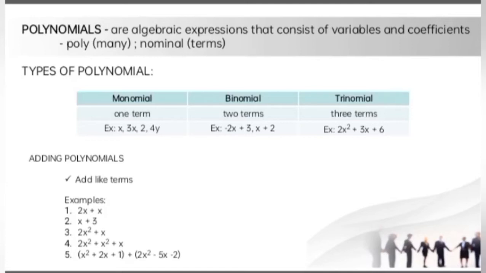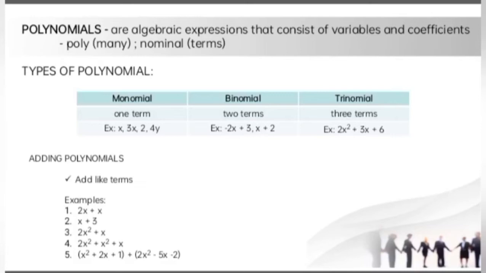You have your examples x, 3x, 2, 4y, and more. And we have here the second type, binomial, which consists of two terms. We have here the examples negative 2x plus 3 and x plus 2. They have two terms. And we have the last one, trinomial, which consists of three terms. Example, 2x squared plus 3x plus 6. Remember that polynomials are divided by plus signs and minus signs. And as you can see here, in the examples, it is divided by plus signs.